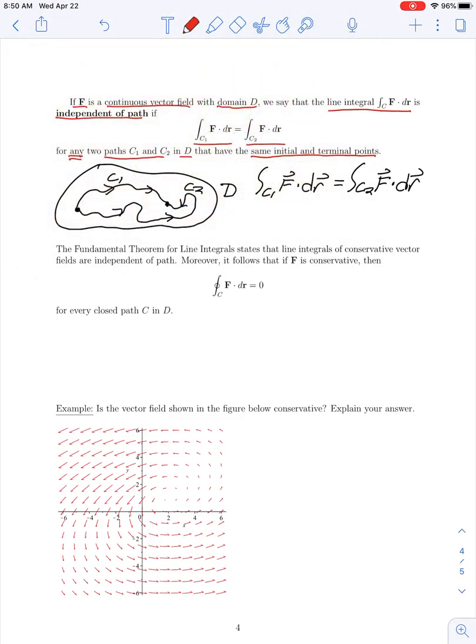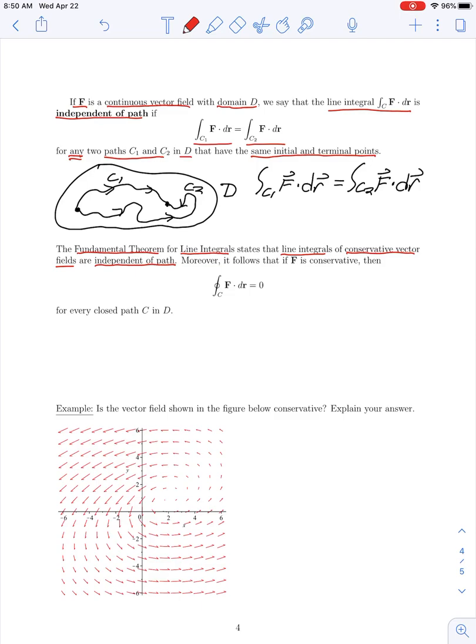So what we saw from our last example is that the fundamental theorem for line integrals says that line integrals of any conservative vector field is independent of path. So the fundamental theorem said that we only need to know the value of our potential function at the endpoints of the curve. It doesn't matter what the curve looks like in between those endpoints. So line integrals of conservative vector fields are always independent of path.